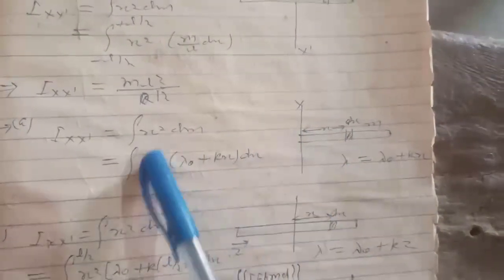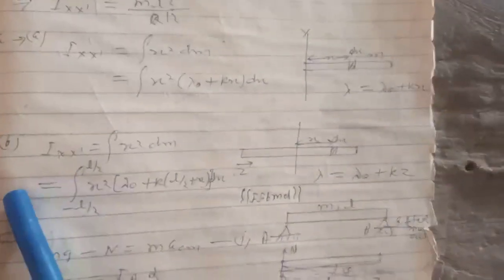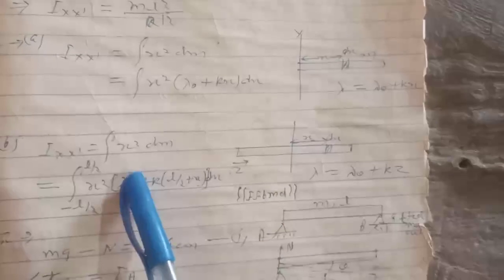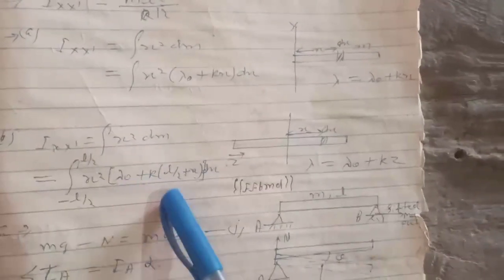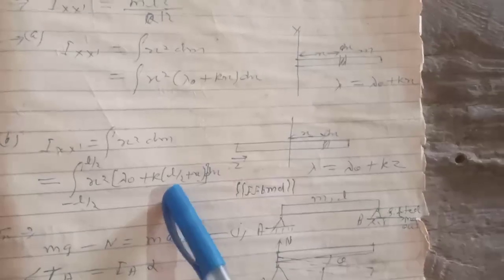Integration x square dm, integration x square (lambda naught plus kx) dx. Here in this case, Ixx dash equals integration x square dm, minus L by 2 to L by 2 of x square (lambda naught plus k into (L by 2 plus x)) into dx.